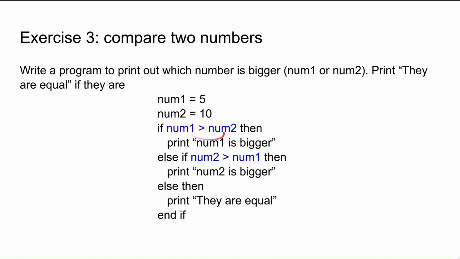This means that these two numbers are the same. And then in the else, we print that they are equal. This is not the only way to write this solution. Now I will show you another two ways that you may have thought about when solving this exercise.